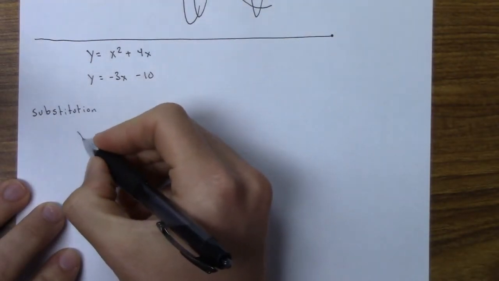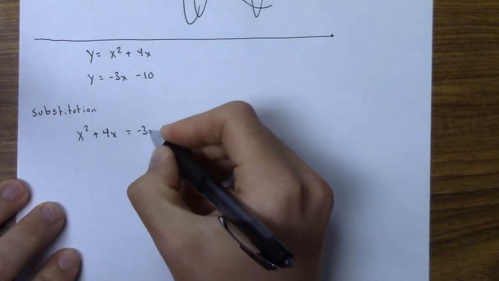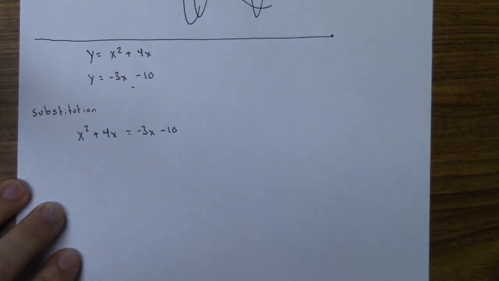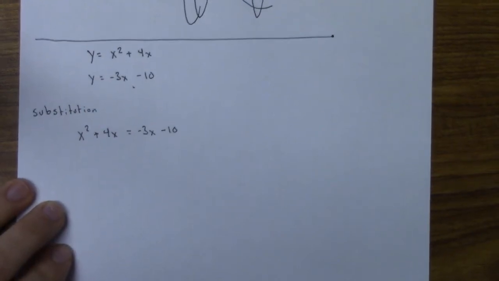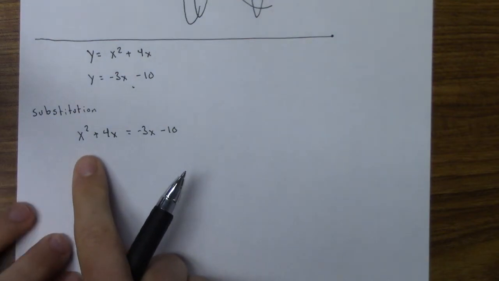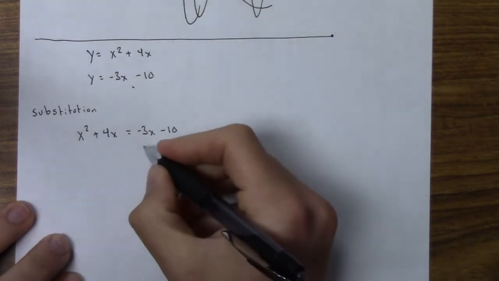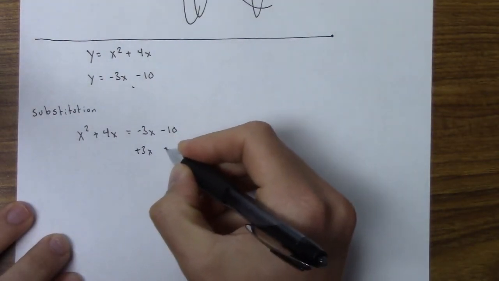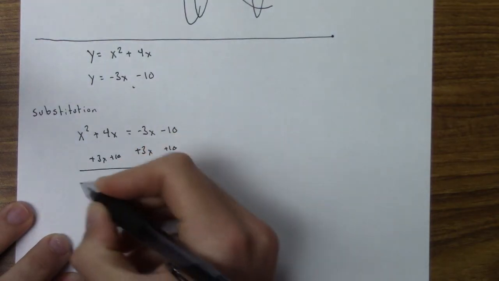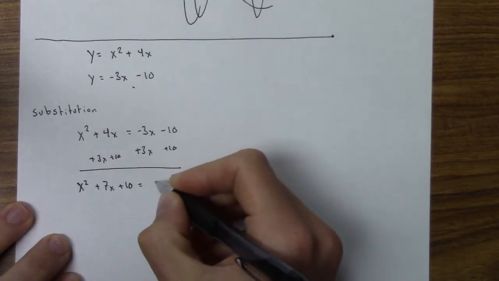So by using substitution, you would be able to say that x squared plus 4x is equal to negative 3x minus 10. Y is equal to y, therefore the right-hand sides must also be equal to each other. If I wanted to solve this quadratic equation, I know it's a quadratic because I've got an x squared. Well, now I need to get everything to one side so that I can use one of my strategies. So I'm going to have to add the 3x and add the 10. I'm going to do that to both sides. And I now have x squared plus 7x plus 10 is equal to 0.